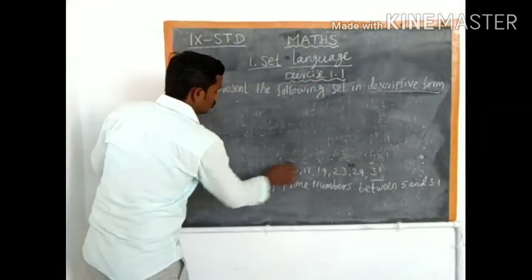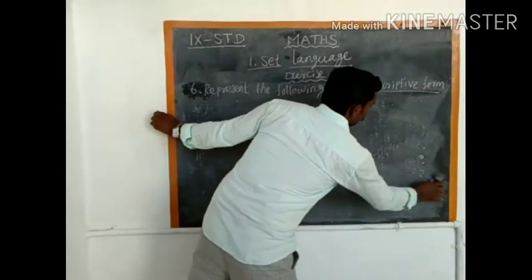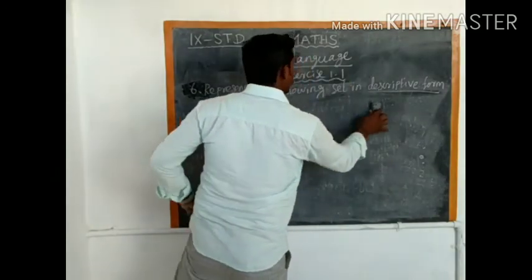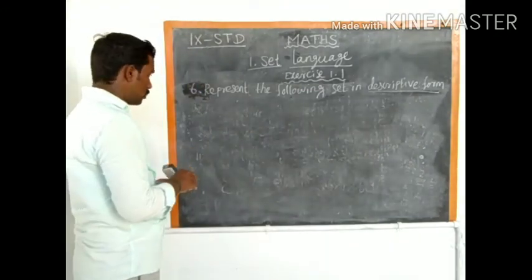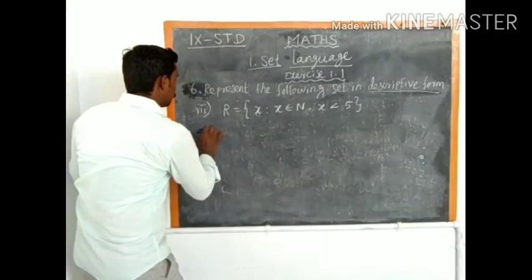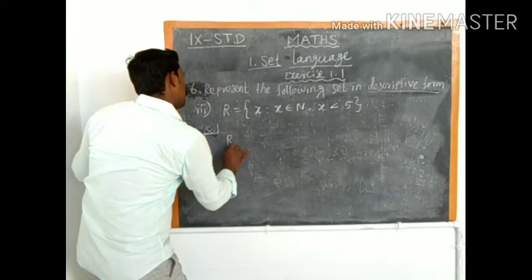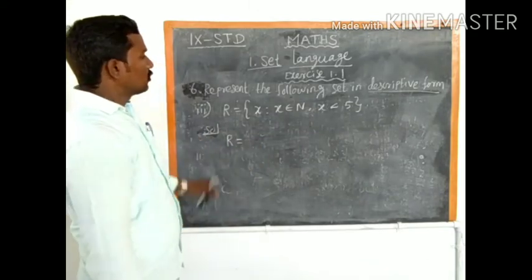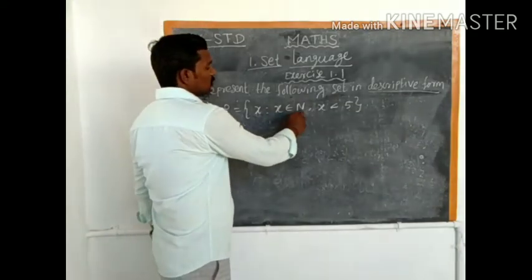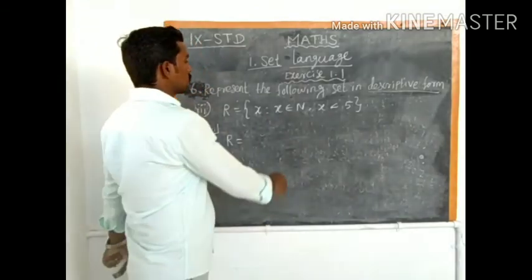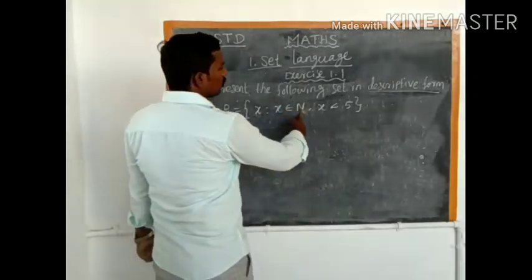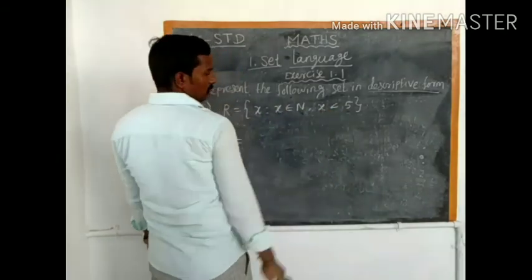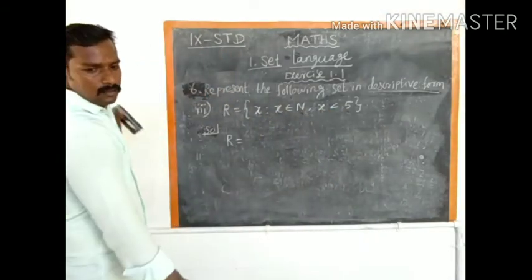First, observe every question carefully before starting the descriptive form. We get the idea. Okay. Here the solution: R is equal to the set of all natural numbers x, where x belongs to N. So x is taken from the natural numbers. So the set of all natural numbers less than 5. Okay, this is your answer.